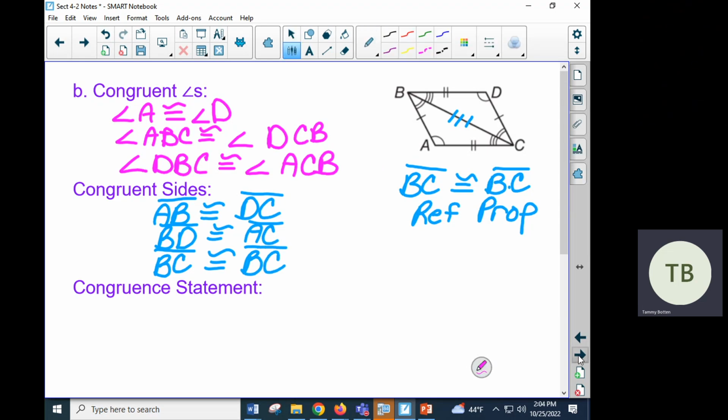Okay. Now I have to write a congruence statement, and you're going to start at one of the two triangles. It does not matter which one you do. Say that I start at this one down here. I always go from the angle with one arc to 2 to 3. So I would call that triangle ABC is congruent to triangle, and then you'd go from one arc to 2 to 3. So DCB. Okay.